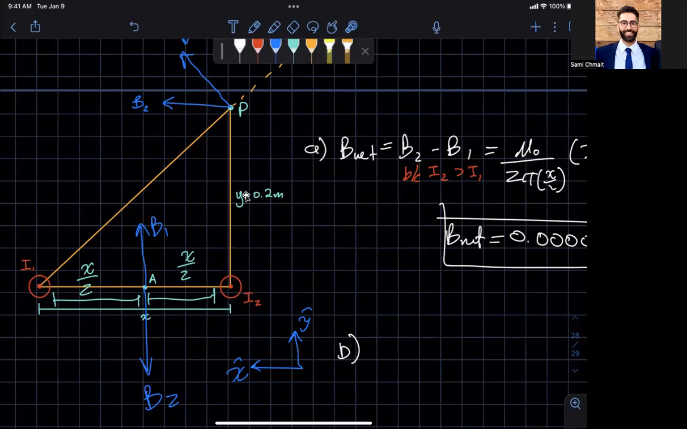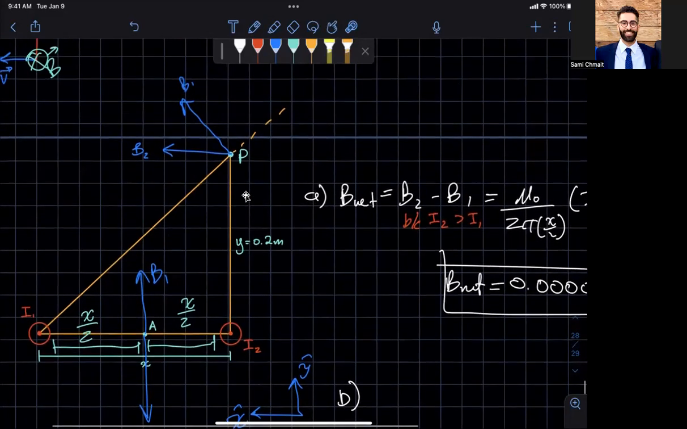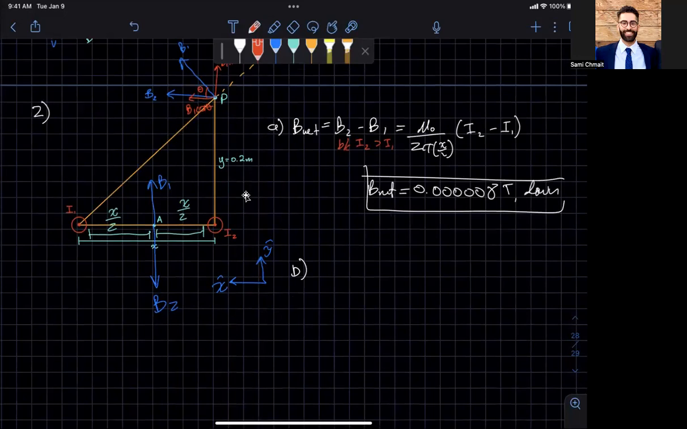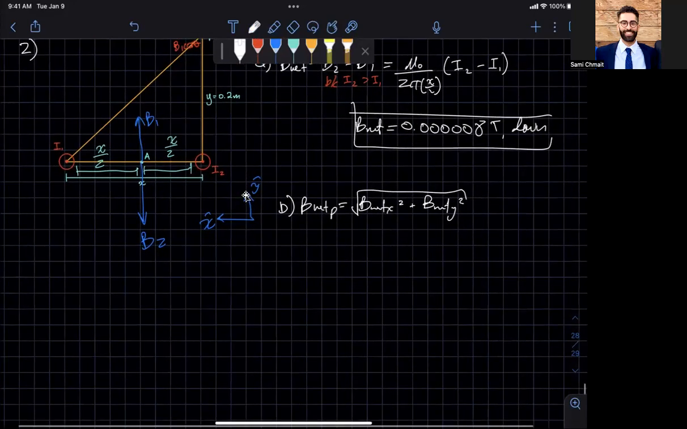The next thing is we need to break this guy into its components. So for B1, let's call this theta right here. We have a sine component this way: B1 sine theta, and a cosine component, B1 cosine theta. And B net at position P is going to be the square root of B net x squared plus B net y squared. And we can just start working this problem out.